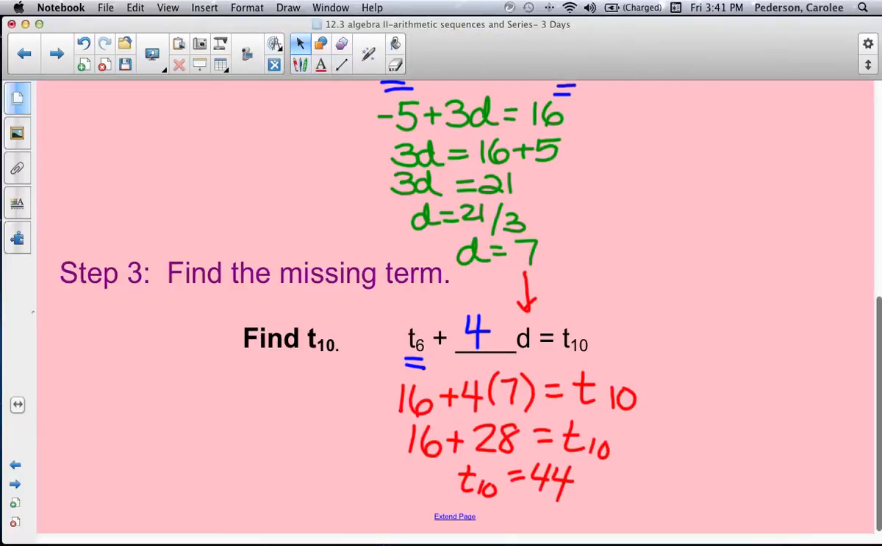You could also use the explicit formula. Just remember, you need to know term 1, so you'd have to work backwards.